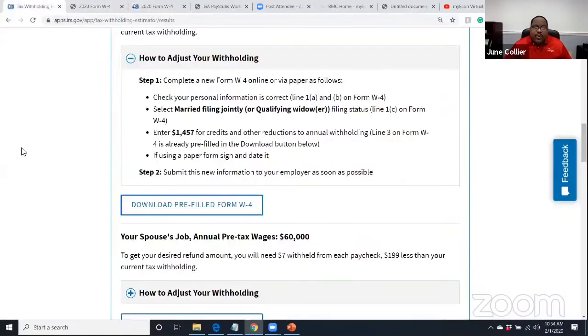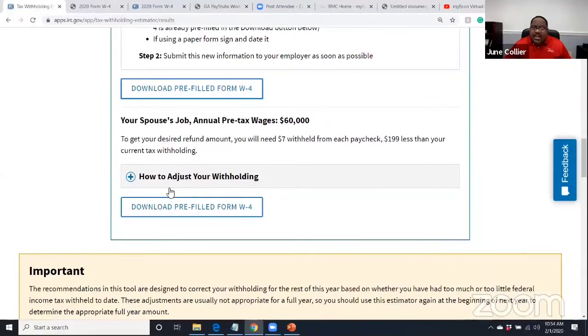Now, let's do this real quick. The wife has the same thing. She gets to adjust hers, and it's going to show her how to fill it out.